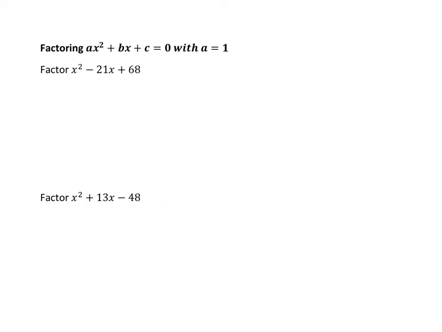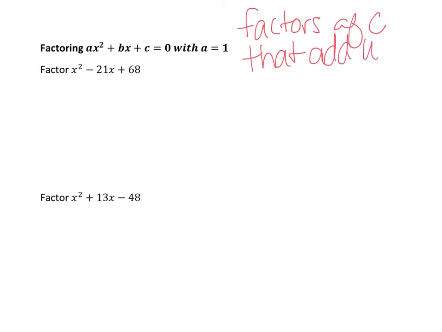When you are factoring a quadratic where your leading coefficient is 1, you are looking for factors of c that add up to b. So that's factors of c that add up to b. So I'm looking for factors of 68 that add up to negative 21.